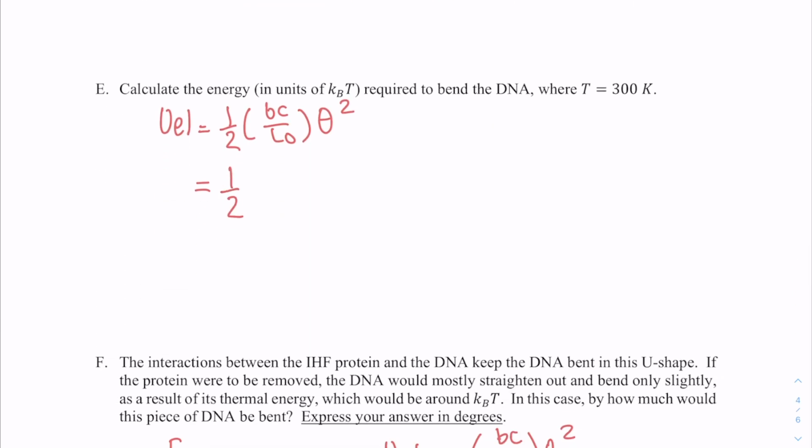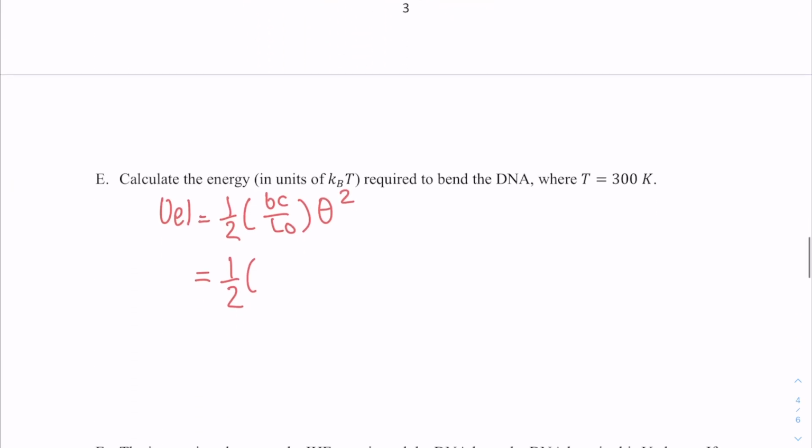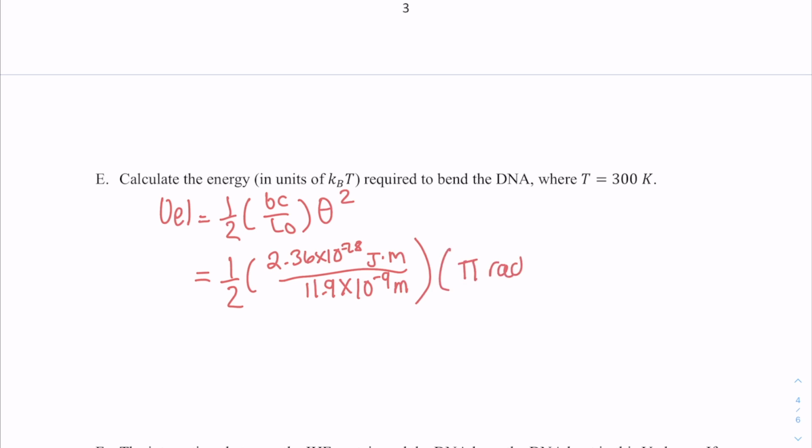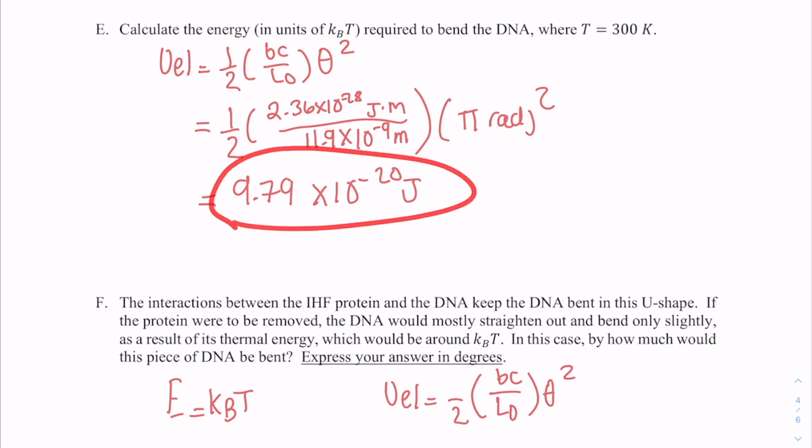So we take 1/2 times our bending coefficient, which was 2.36 times 10 to the negative 28 joule meters, divided by the original length, which was 11.9 times 10 to the negative 9 meters, and then times pi radians, and then square that. And then I believe you should get around 9.79 times 10 to the negative 20 joules, right?